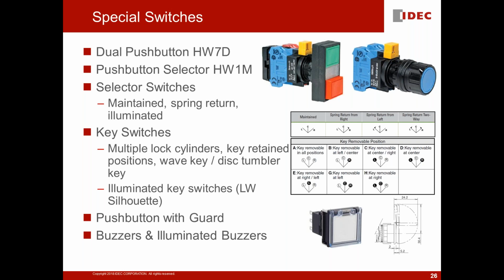And also, among those keys, we have a lot of varieties to choose from. We have maintained versions. We have the spring return, as I mentioned. You can choose spring return from right, from left, or from both sides, and so on. Also, depending on the functions that the design engineer wants to implement, we have key switches with different key removal positions. One example I want to give you is when you go grocery shopping, at the cashier checkout point, they have a POS machine.